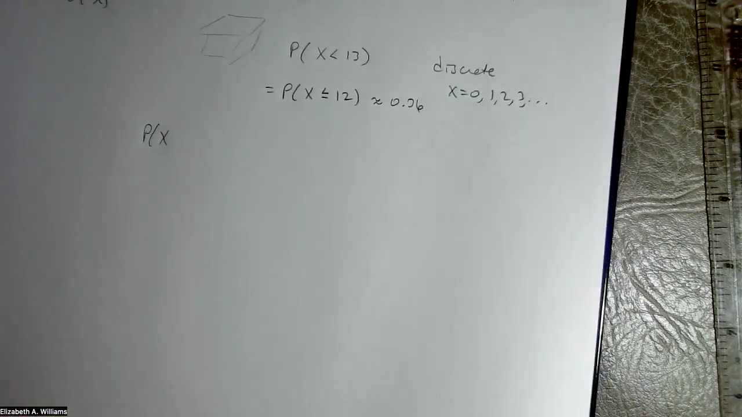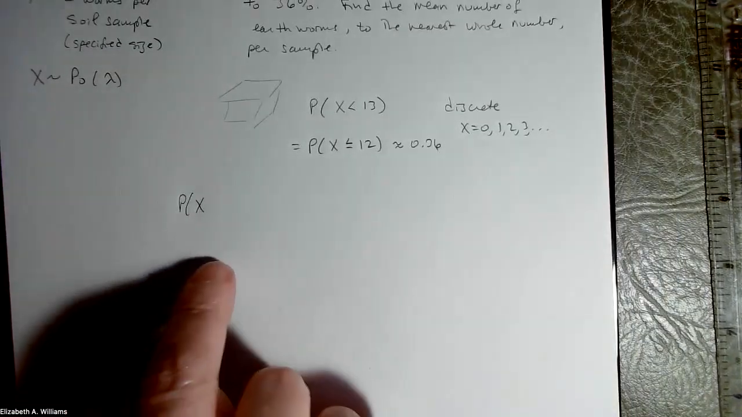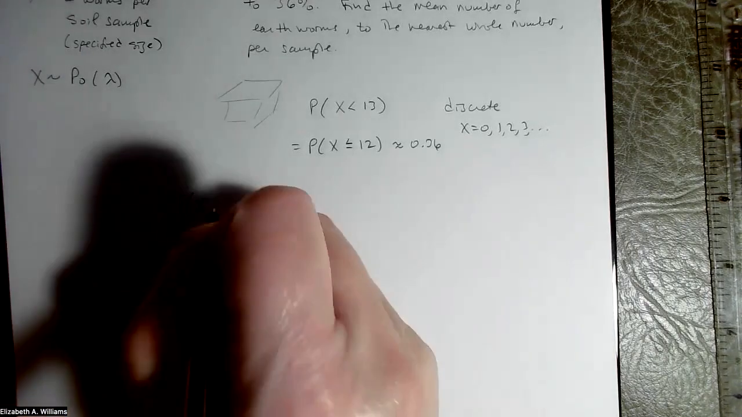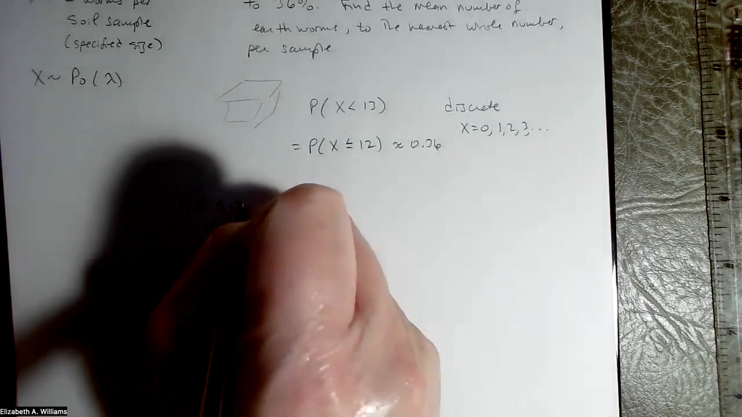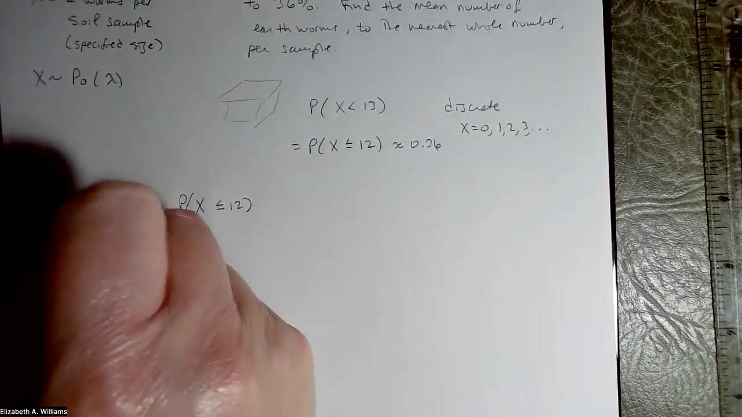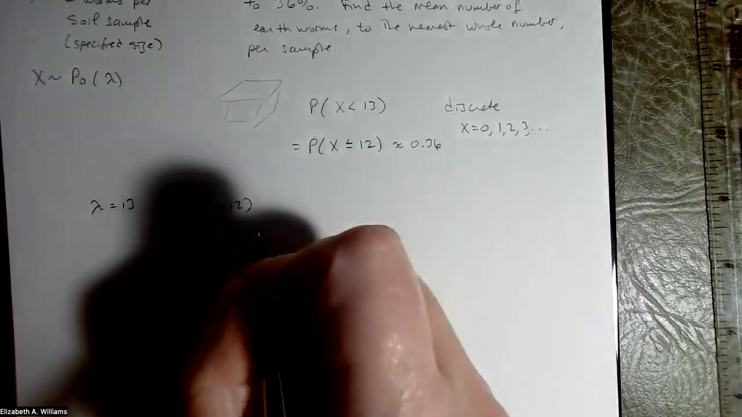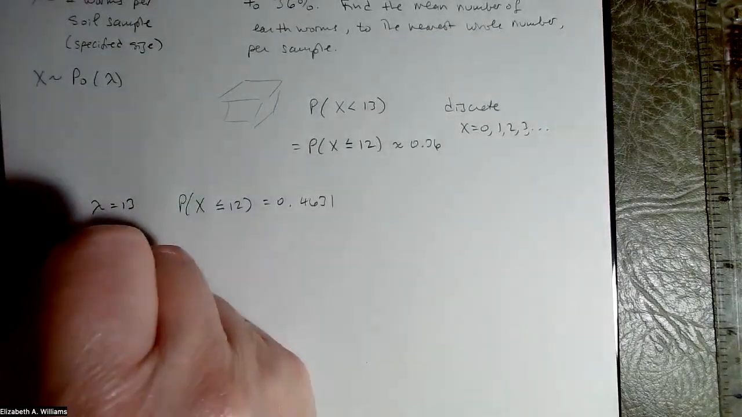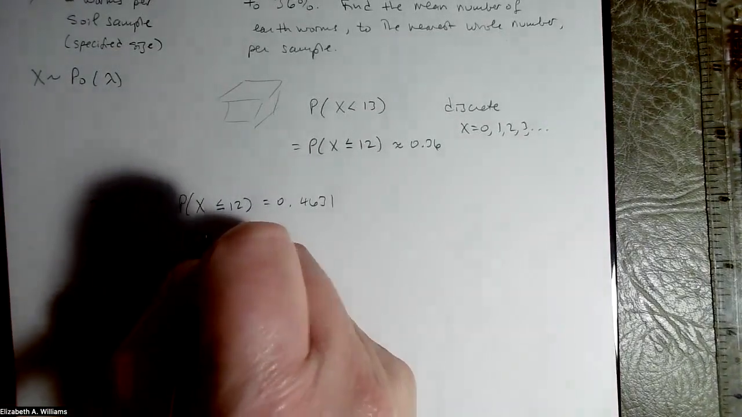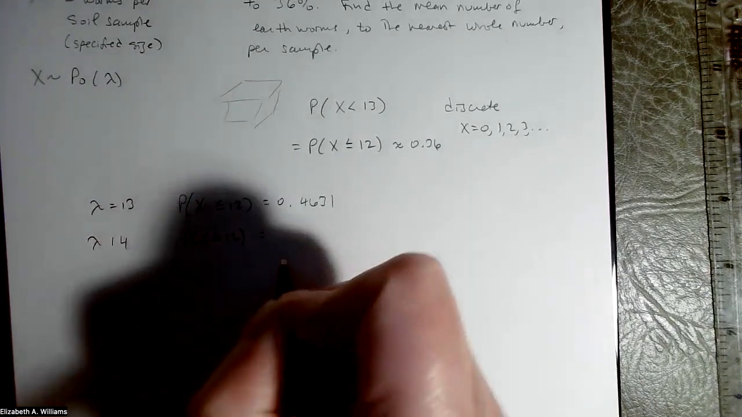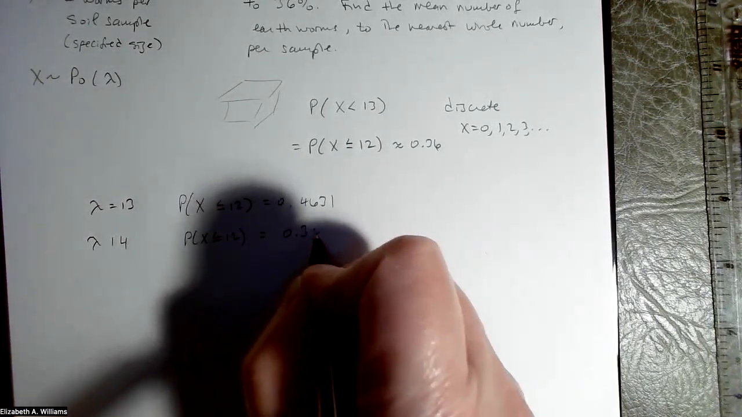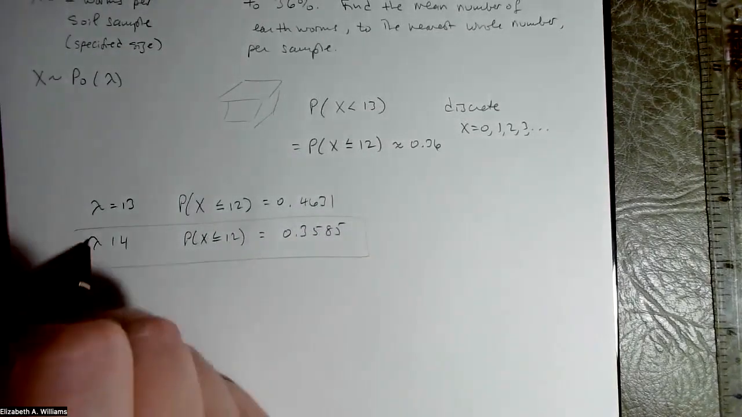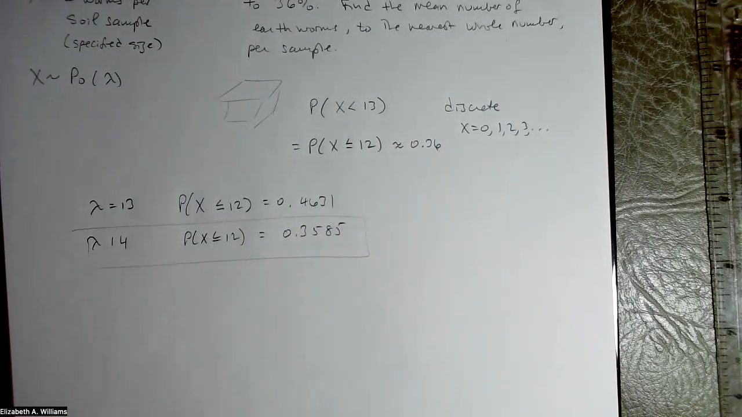Just to write those values down, you might show this on your exam script just to let them know that you know how to read stats tables: the probability that x is less than or equal to 12 when lambda is 13 shook out to be 0.4631, but when lambda was 14, the probability that you get 12 or fewer was 0.3585. And that's what we're going for.